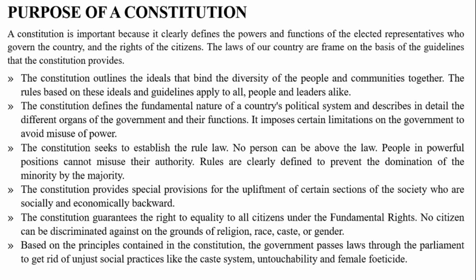No person can be above the law. People in powerful positions cannot misuse their authority. Rules are clearly defined to prevent the domination of the minority by the majority. So the constitutional rule of law clearly mentions that there are no special privileges for powerful people, and if they misuse the authority, they will not be able to escape. Every person is equal before the law.